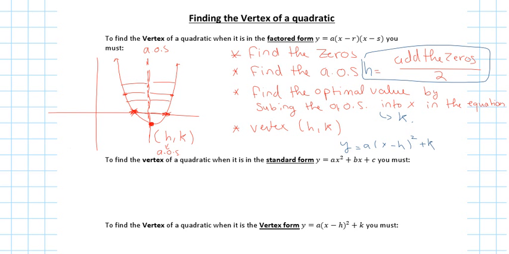Okay? So if I know my two zeros, I add them, divide by 2, that would give me my axis of symmetry. Plug it into the equation, that would give me my optimal value, and here we have the vertex. Questions? All right.